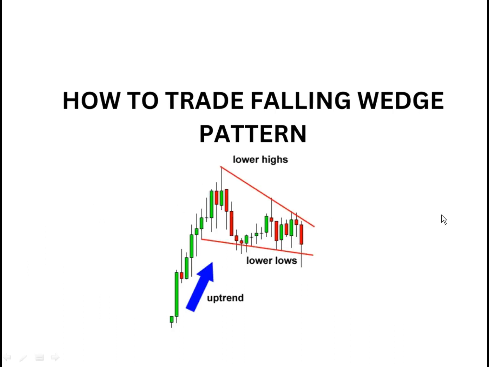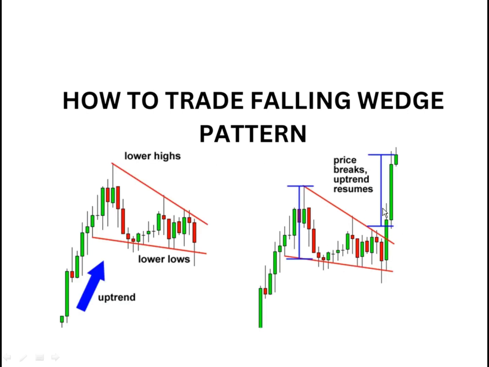So the next one is the falling wedge pattern. This is when you have like an uptrend and then the market begins to trend back down, kind of giving you this wedge, this triangular pattern, and then forms higher highs and lower lows, consolidates a bit, squeezes at the tip of the trend line, the tip of the wedge, and then breaks out, and continues the uptrend.